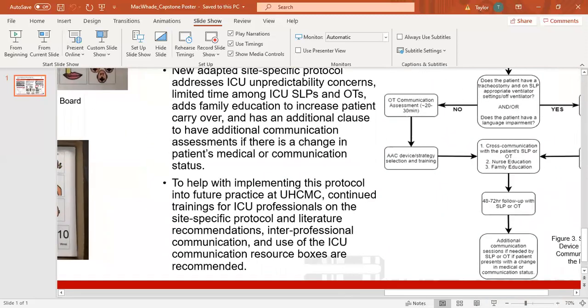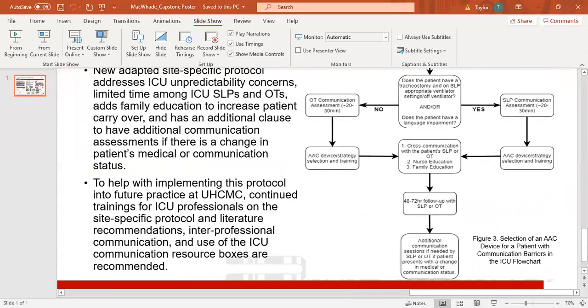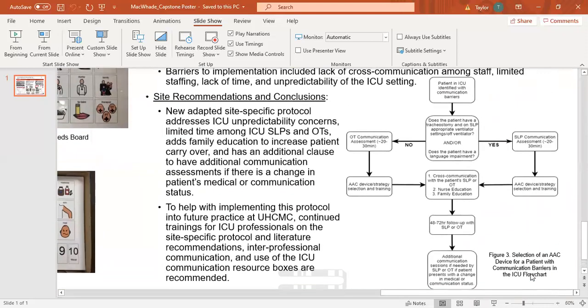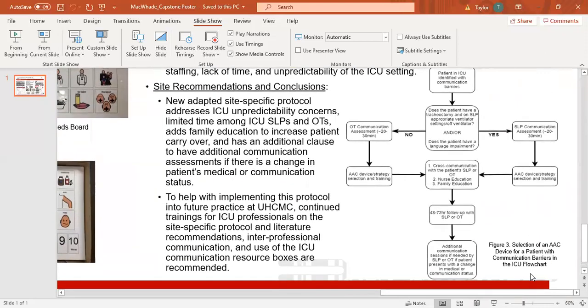Following the implementation analysis and the case study, it was concluded that once a patient has identified communication barriers, the question of whether the patient is trached with appropriate ventilator settings and/or if they have a language impairment will be asked. If the answer is yes, it will be a speech assessment for communication to select a device. If the answer is no, it will be an OT communication assessment and the selection of the device.